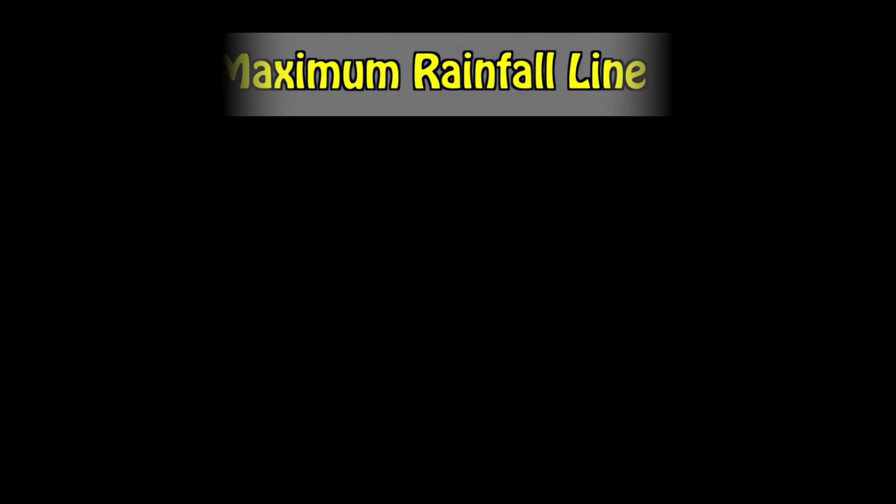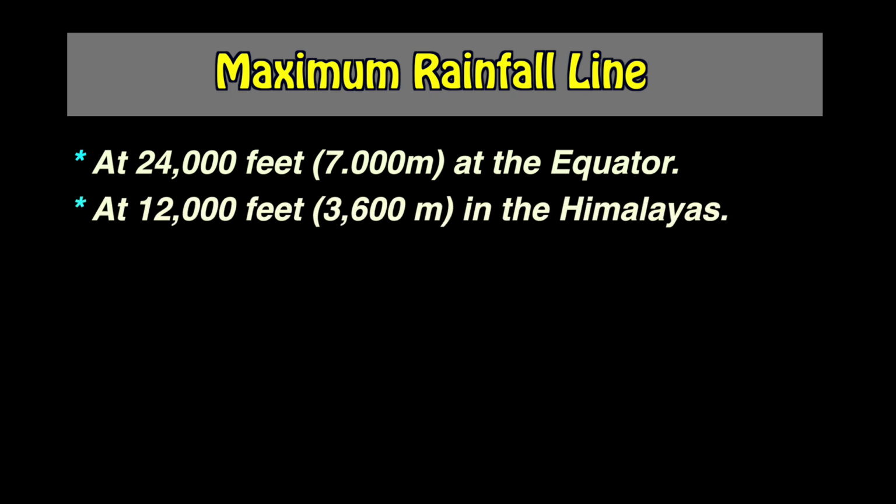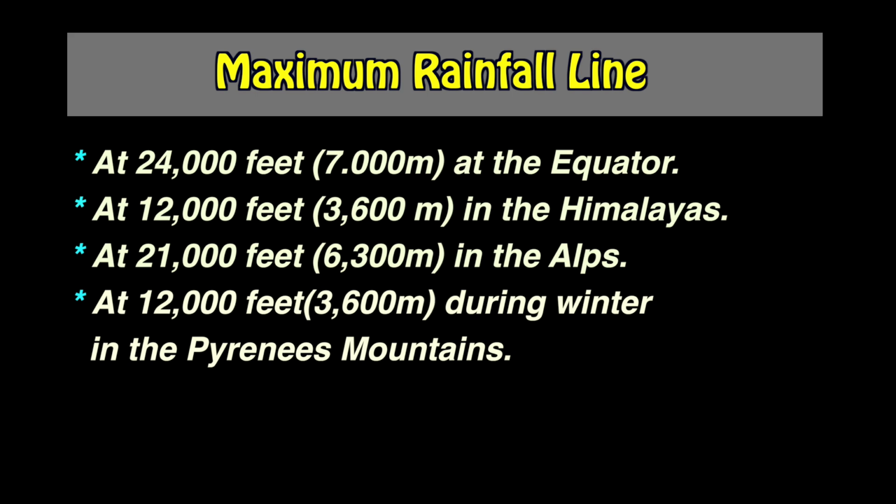The height of the mountains beyond which the amount of rainfall decreases upward is called the maximum rainfall line, which varies spatially depending on the location of the mountain, the distance from the sea, moisture content in the air, mountain slope, seasons, etc. The maximum rainfall line is at 24,000 feet, which is 7,000 meters, at the equator, and 12,000 feet, which is 3,600 meters, in the Himalayas, and at 21,000 feet or 6,300 meters in the Alps, and 5,400 feet during summer and 12,000 feet during winter in the Pyrenees mountains, etc.